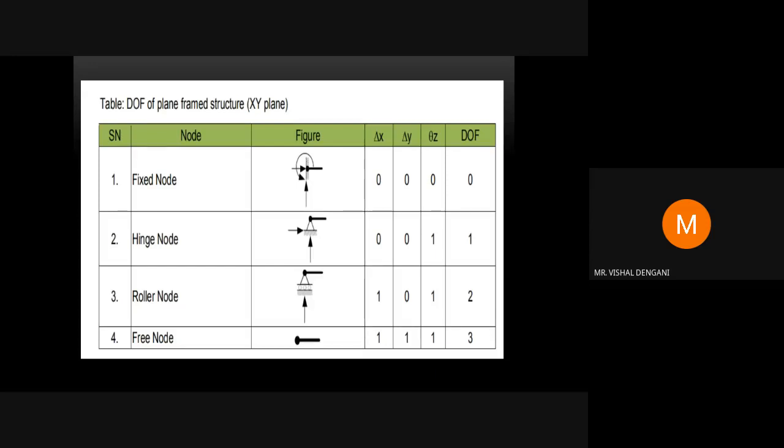Hinge support: delta x 0, delta y 0, theta z 1. Means there will be displacement in theta z. So DOF is 1. Roller support: delta x is 1, delta y 0, because restrained in y direction. Theta is 1, so DOF is 2. Free node: delta x is 1, delta y 1, theta z 1, so DOF is 3.